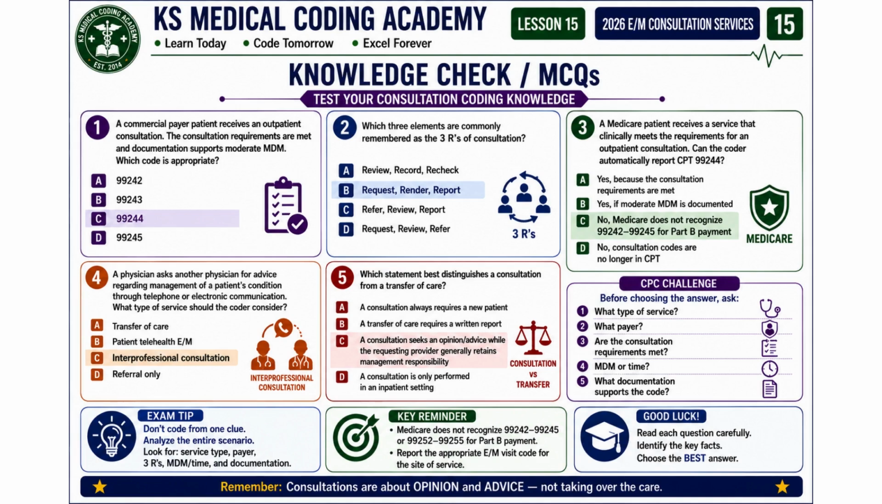Before choosing any answer, use this CPC approach. Identify the service, identify the payer, verify the consultation requirements, determine MDM or time, and confirm the documentation. Take your time, read each scenario carefully, and choose the best supported answer, not simply the answer that looks familiar.